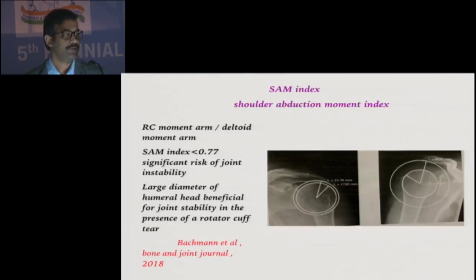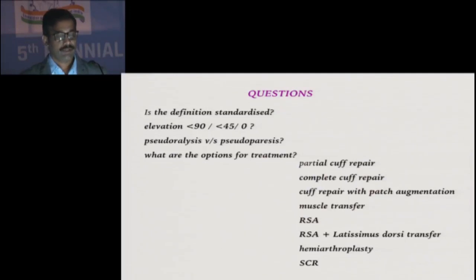rotator cuff tear. So again, another finding in this particular article is a larger diameter of the humeral head. Somebody having a large humeral head is probably protected more against developing pseudoparalysis. That means you have a large cuff tear, but again you have a large humeral head, probably you may not develop pseudoparalysis. But there are certain questions.